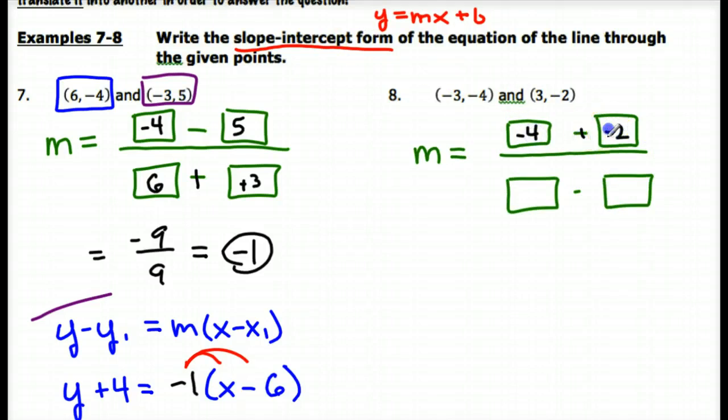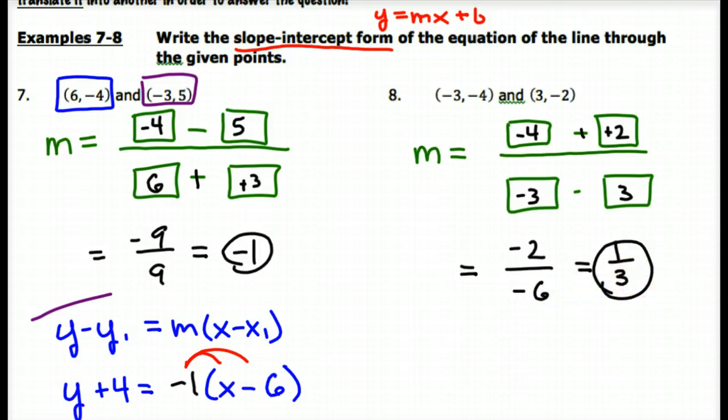I can change that to +2. And then -3 minus 3 on the bottom. That's going to give me -2 over -6, which is going to become +1/3. So the slope of this line is +1/3.